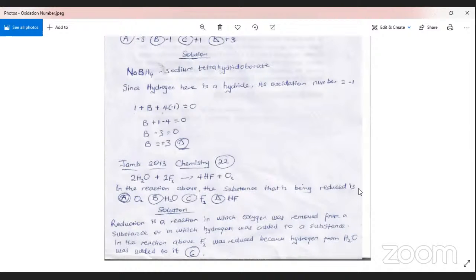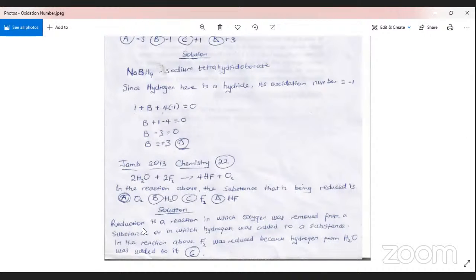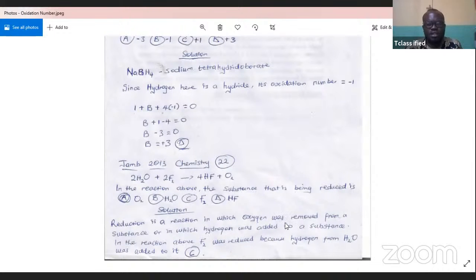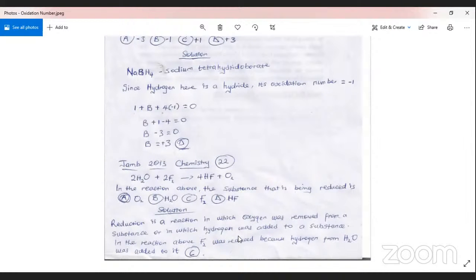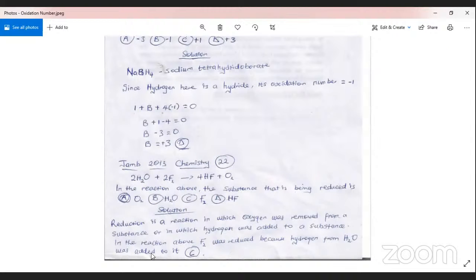In the reaction above, the substance that is being reduced is: which substance is being reduced here? Reduction is a reaction in which oxygen is removed from a substance or in which hydrogen is added to that substance. So in the reaction above, F2 was reduced because hydrogen from water was added to it. So you can see that here now.